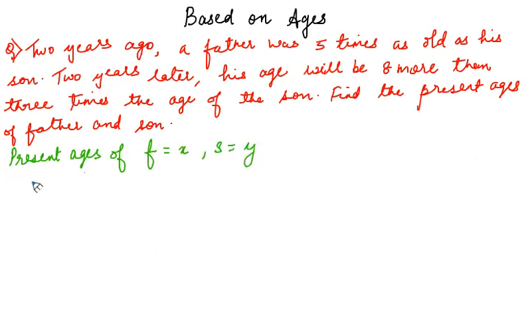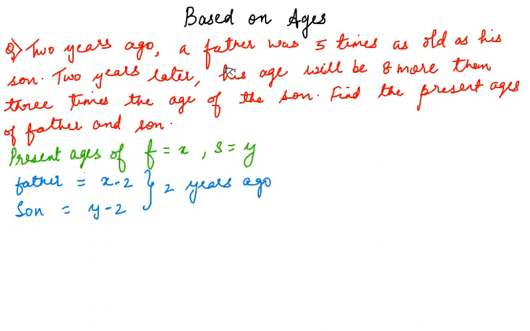2 years ago, father would be X minus 2, so we need to subtract, and son would be Y minus 2. This is 2 years ago. Next, a father was 5 times, that is multiplication, as old as his son. Father is X minus 2, and son is Y minus 2.